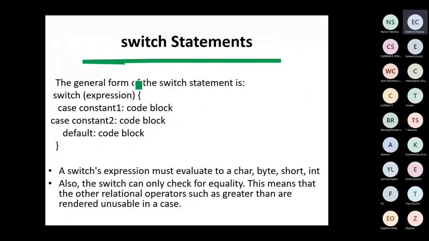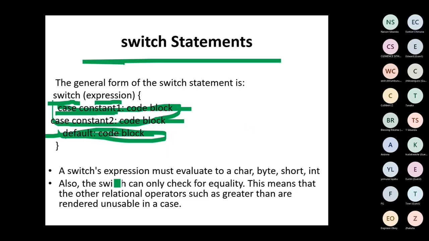Okay, so let's talk about switch statements in Java. The general form of the switch statement is that you write the switch keyword and then put the expression here. Then you put your cases, case 1, case 2, case 3, or case X, case Y, case Z, and then your block of code after each case, and you can break after each case. Then you give the default, which will execute if all of these cases fail to match. A switch expression must evaluate to a character, a byte, a short, or an integer. These are the accepted values.